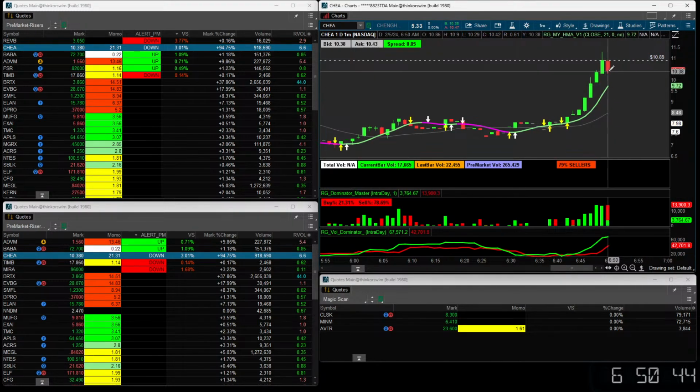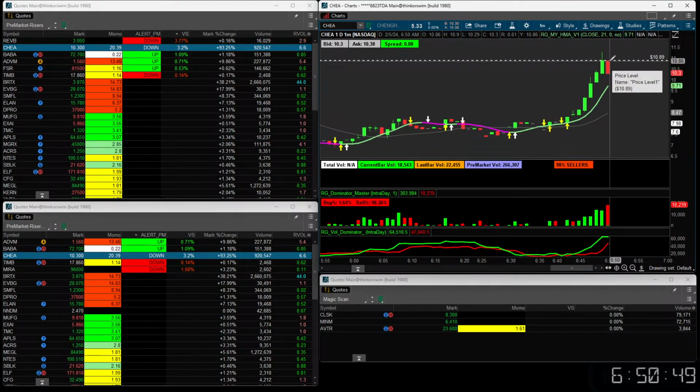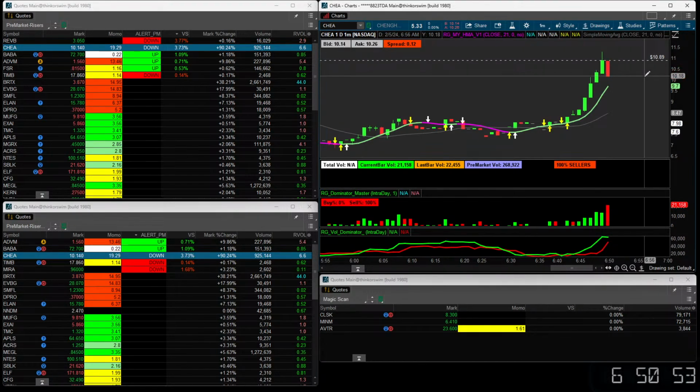Let's see if we get a wick on the bottom of this red candle of the buyers buying it up. See if they drive it up a little more. Or does it just sell off like everything else did this morning?